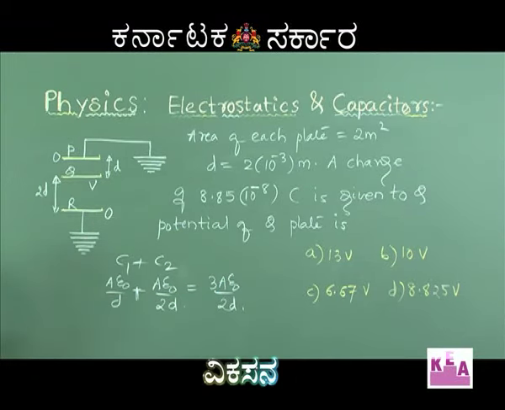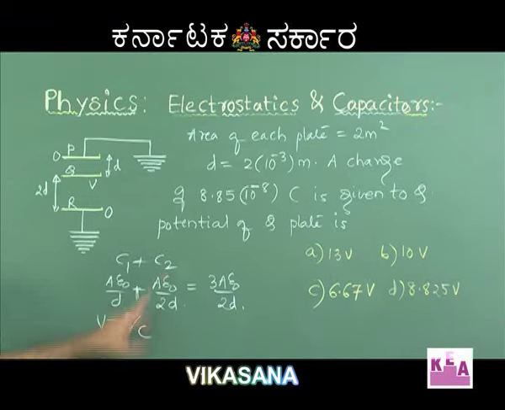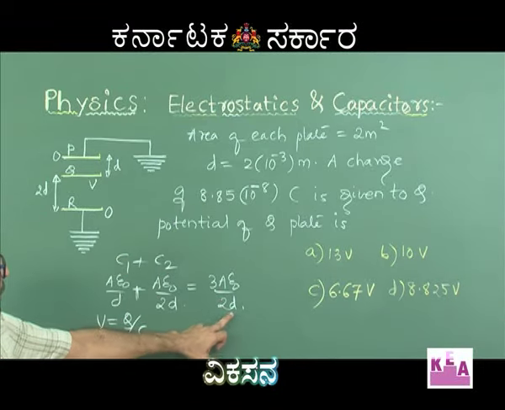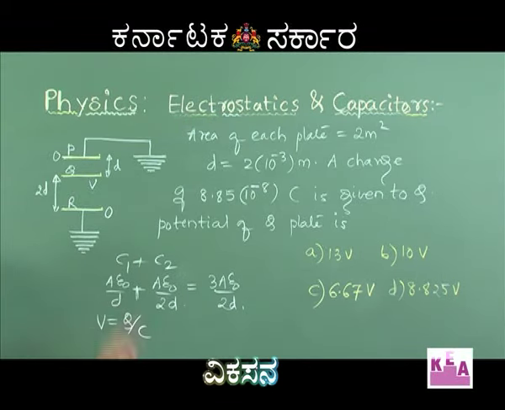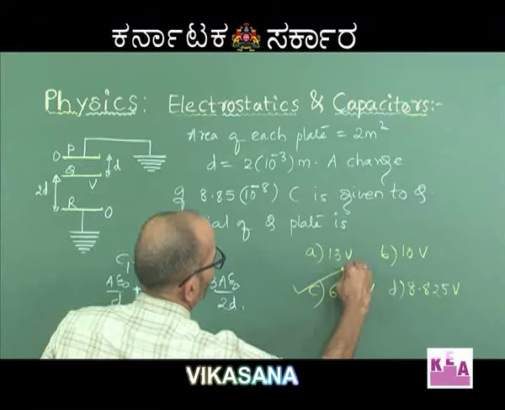So, you can find out that V using the formula V equal to Q by C. Okay, so if you substitute the value of Q which is given here and C that we have written here, in which the area is known and D is known, you will get the answer 6.67 volts, and that makes your C option perfectly correct.